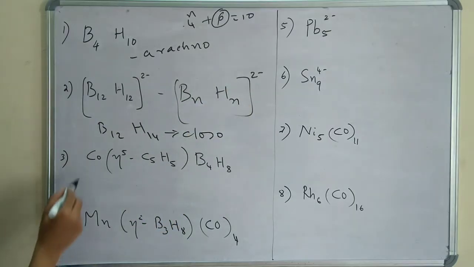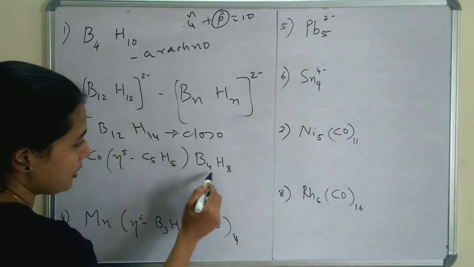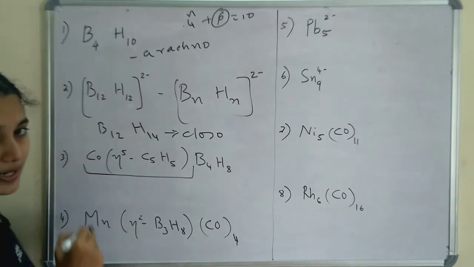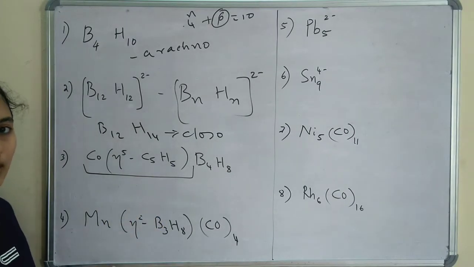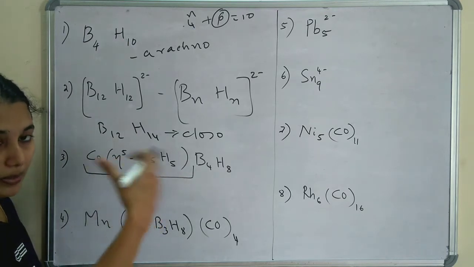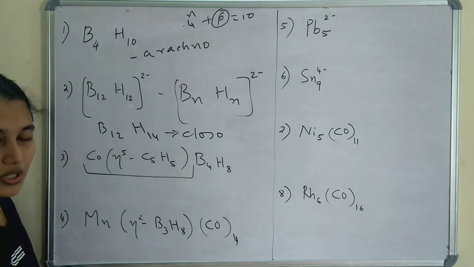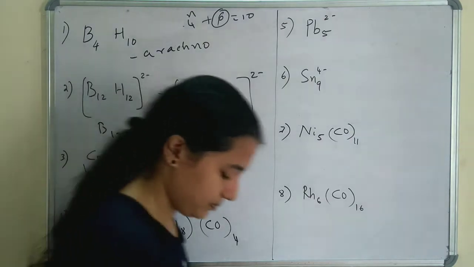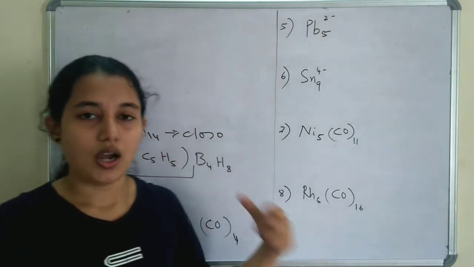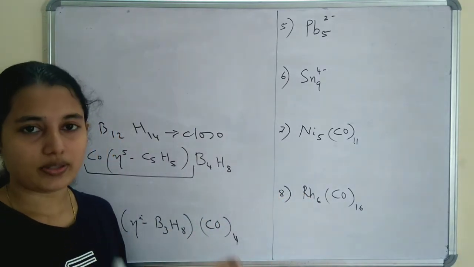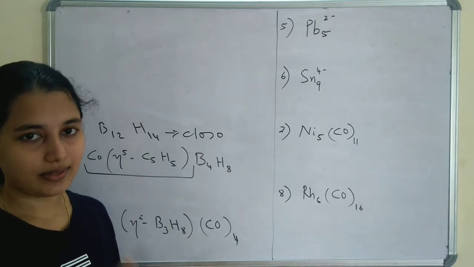And coming to this, cobalt eta-5 C5H5 B4H8. Here cobalt is a metal atom and C5H5 is a ligand, cyclopentadienyl. For representing these in boron and hydrogen terms, we have to find the electron deficiency of these atoms. So what is electron deficiency? It is how many extra electrons we need to attain an octet, 8 or 18, 36 like that.